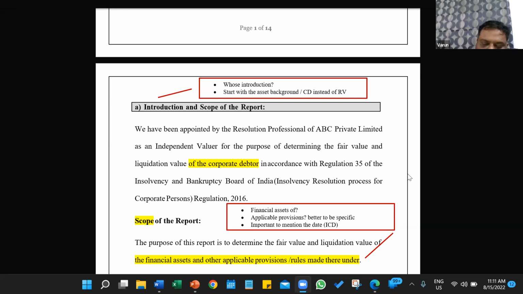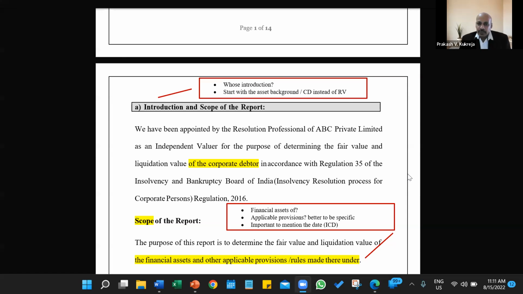And there could be some people who understand how a valuation report looks, so they would be very conversant with it. But yes, there will be more people who will not be conversant. So it's important that you try to highlight each and every aspect in the report.